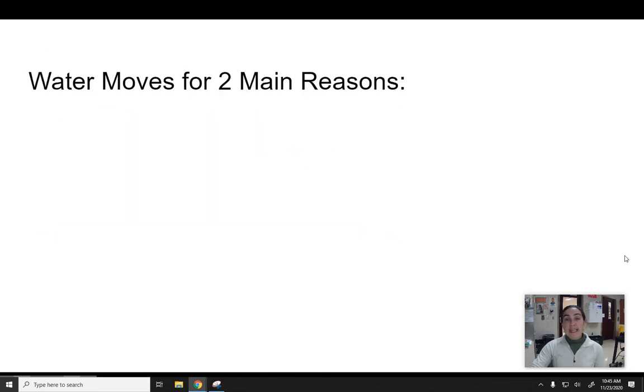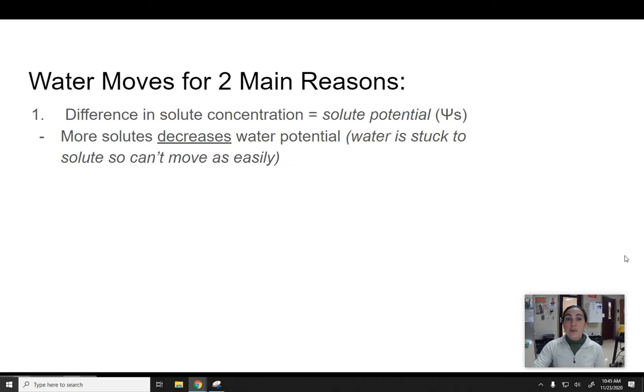Water moves in and out of cells for two main reasons. Actually, water moves everywhere. This also includes moving up through plants and other places. Water moves for two main reasons. One of them has to do with the solute concentration. And this is where that idea of hypertonic and hypotonic comes in. You started thinking about this already with the potato lab. We call the difference in solute concentration the solute potential.